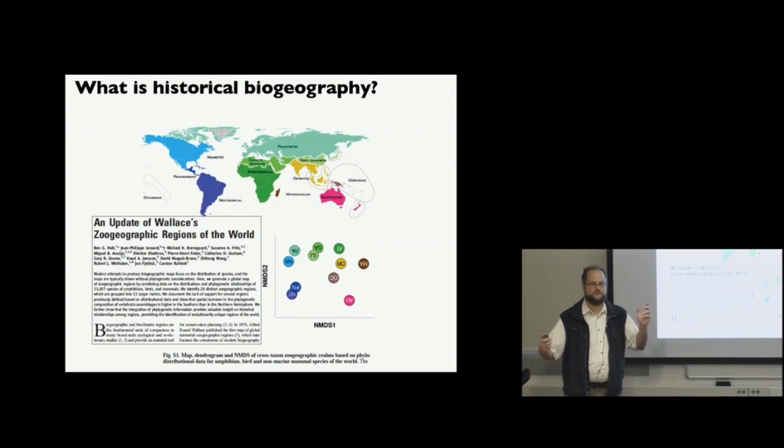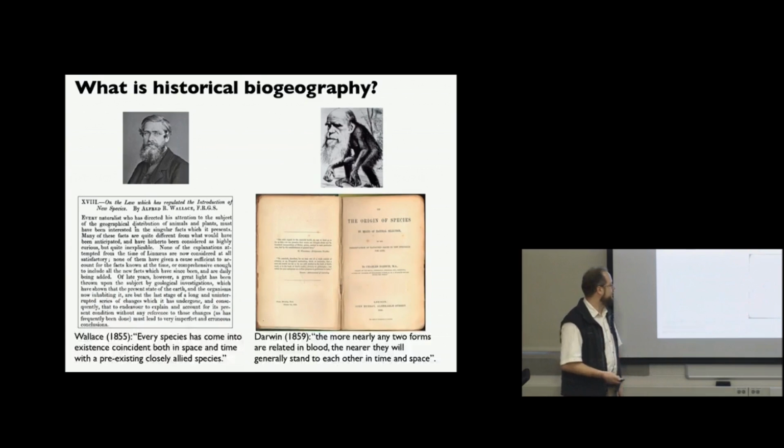So these are some big patterns in biogeography, and this relationship between phylogeny and evolutionary history and geographic history is part of what has made biogeography interesting for a long time. We can go right back to the origins of evolutionary biology, before the Origin of Species. Alfred Russel Wallace, co-discoverer of natural selection, wrote a paper in 1855 that suggested that every species has come into existence coincident both in space and time with a pre-existing closely allied species. And this was a puzzling thing if you thought special creation was true and organisms were just poofed into existence, right?